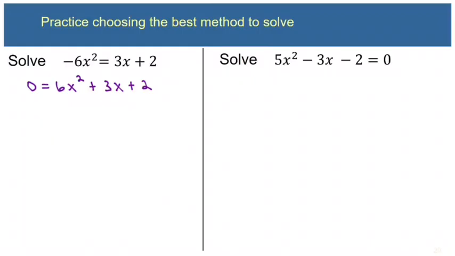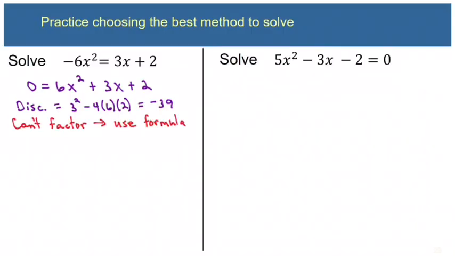Remember, if you're not sure whether this will factor or not, you can look at the discriminant. So the discriminant is b squared minus 4ac. That's going to be 9 minus 48, which is negative 39. Okay, that's not even a positive number, much less is it a positive perfect square. So I know for sure factoring is out, and so now I know I need to use the formula. So let's go ahead and assign a is 6, b is 3, c is 2, and we'll go through the formula.